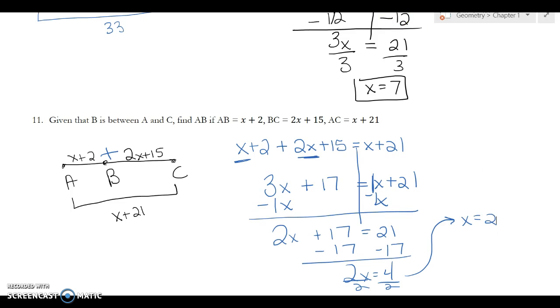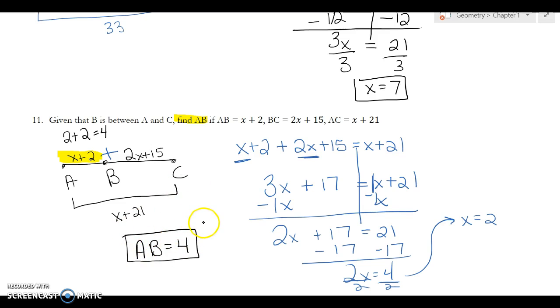Well, let's go back and read the problem and see what it says. And if you notice, it doesn't say find x, it says find AB. Well, AB is this right here. I just found out that x was 2. So instead of x, I'm going to write in a 2. So 2 plus 2 is 4. So that tells me that the length of AB is 4.